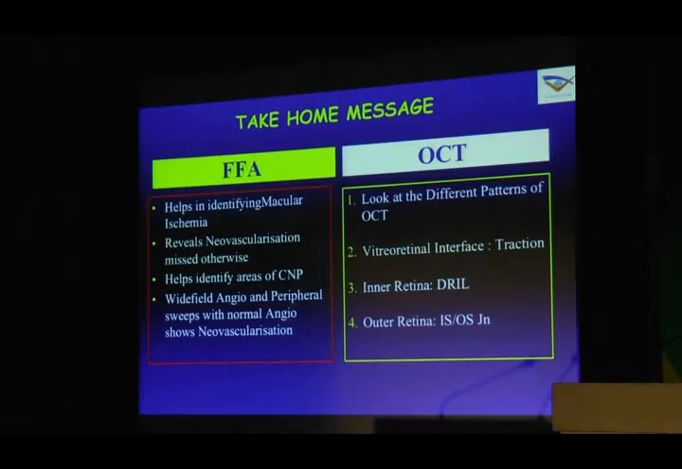So the take-home message, I've already explained to you, is that FFA is basically for macular ischemia, identifying the areas of leakage, NVE and NVD, and OCT tells us about the vitreoretinal interface, the inner retina about the DRIL, and the outer retina ISOS junction. Thank you.